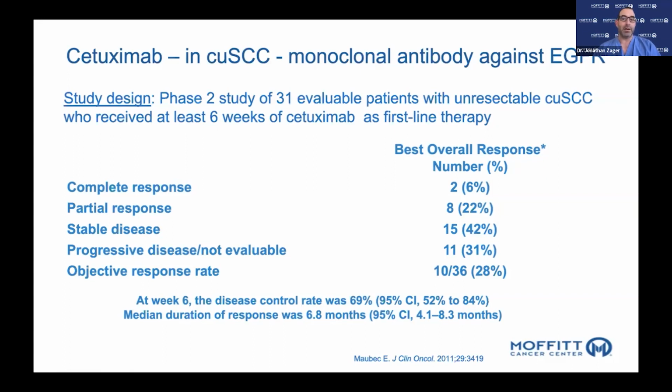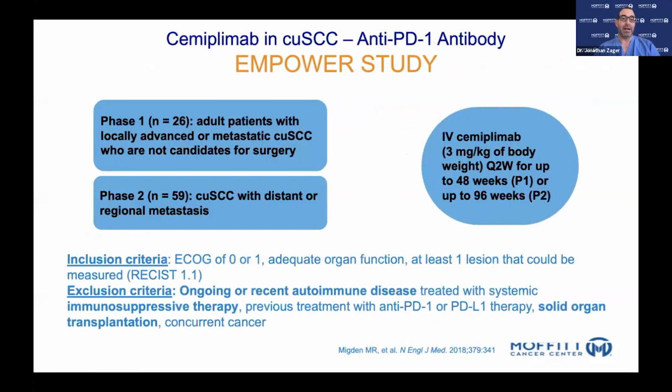And you can see here, this is a small study with unresectable cutaneous squamous cell carcinomas, received 6 weeks of this monoclonal antibody. And you can see 28% of them had a response. Another 42%, or almost 70% in total, had stable disease or disease controlled rate, or disease control. So you're talking about 70% of the patients had disease control. And that's not the best therapy that I think we have out there.